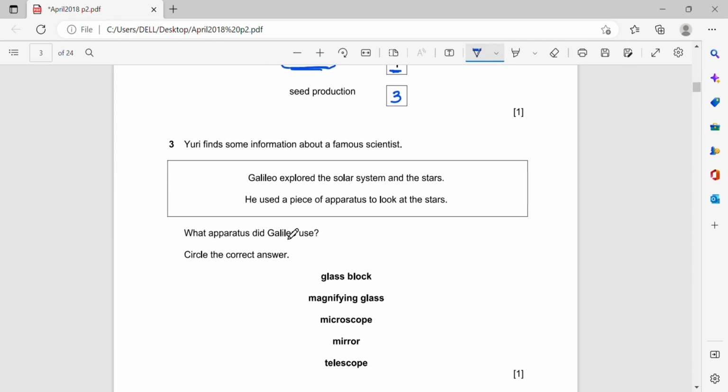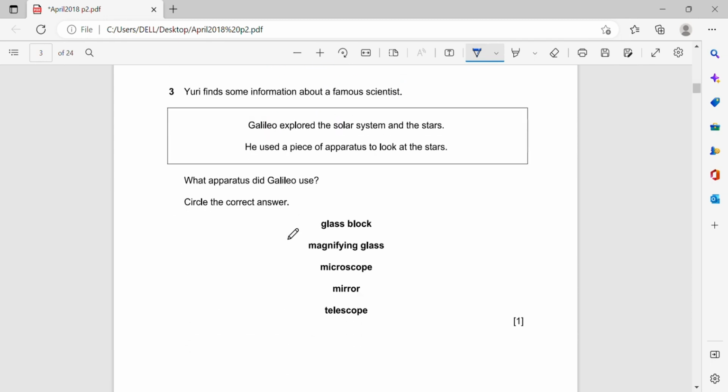Question 3. Yuri finds some information about a famous scientist, Galileo, explored the solar system and the stars. He used a piece of apparatus to look at the stars. What apparatus did Galileo use? Circle the correct answer. In order to see the stars, what apparatus is used? Glass block, magnifying glass, microscope, mirror, or a telescope? Great, the telescope.